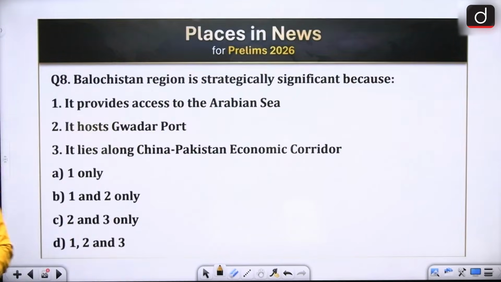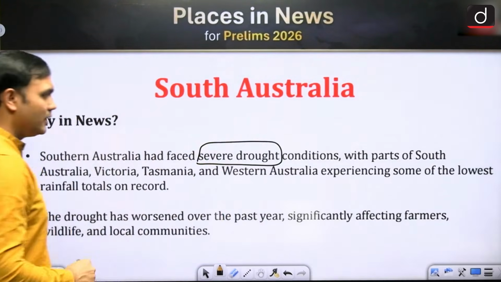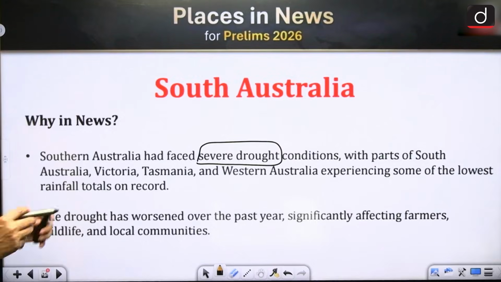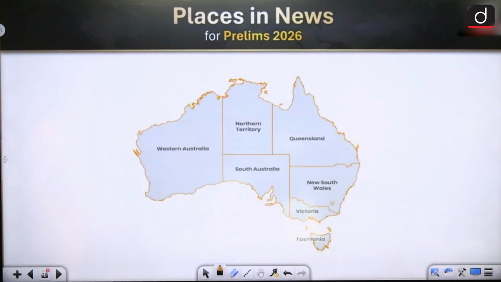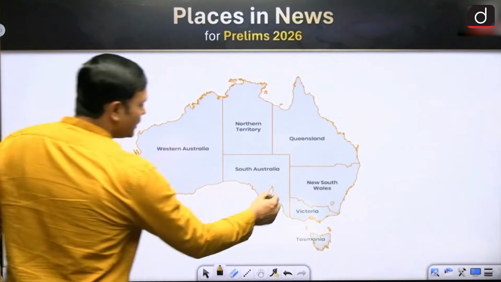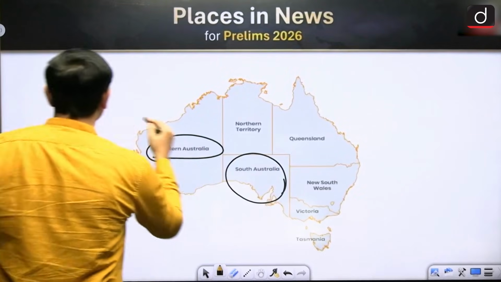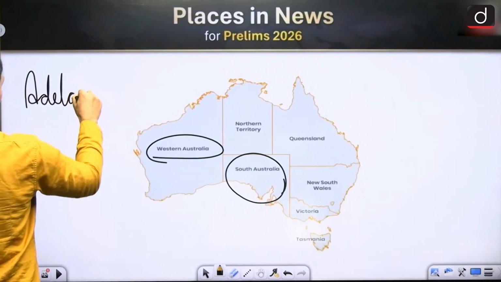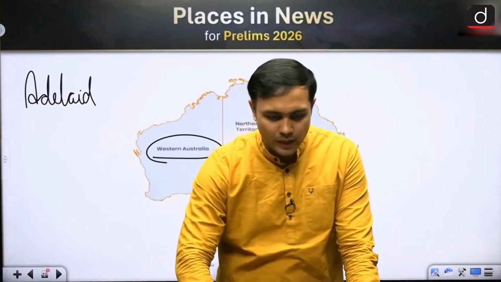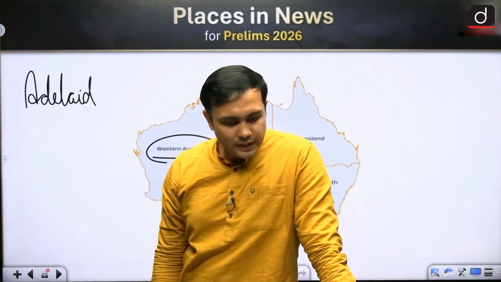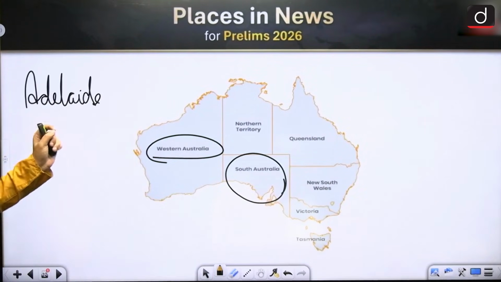All right. The last one is with respect to Southern Australia. There is a severe drought that has been experienced in this particular region, but we will look at the basic aspect with respect to Australia and where are these particular regions that are associated with it, right? So Southern Australia is this particular region, okay? Western Australia. Now Southern Australia, there is a city of Adelaide, right? The city of Adelaide is associated with Southern Australia, right? This is an important place.